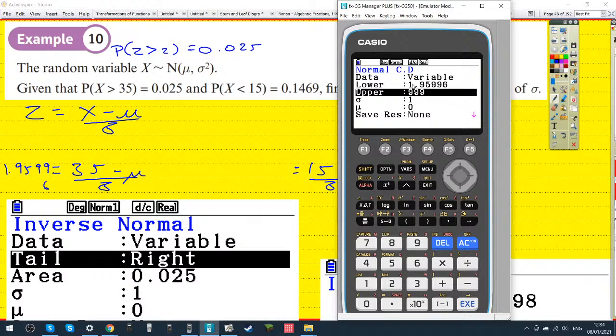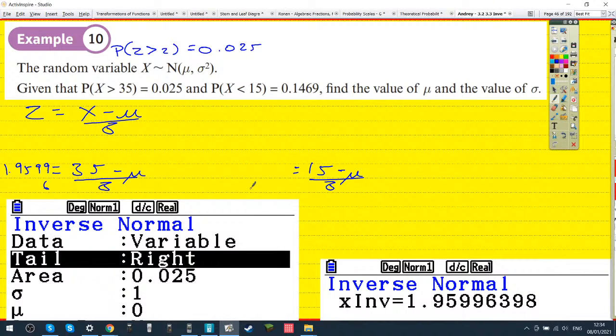Inverse normal just gets us the x that would give us that probability. In this case, it's not called x, it's now called z, because it's not the normal, it's the standard normal, where the deviation is always 1 and the mean is always 0. Okay, we have one equation. What's next?